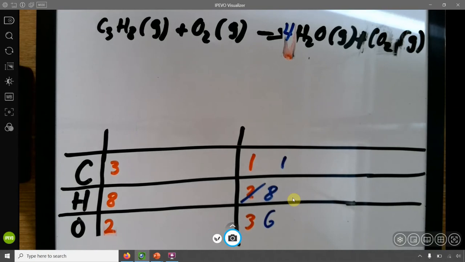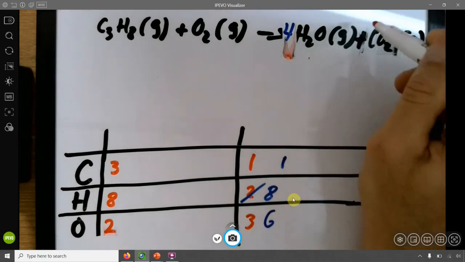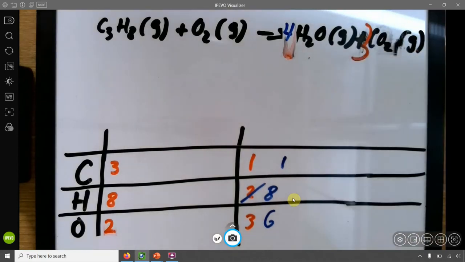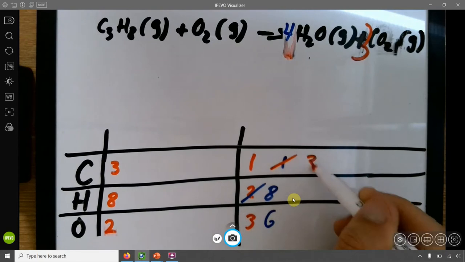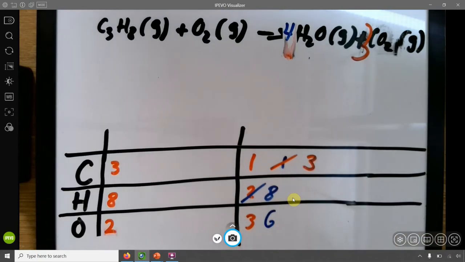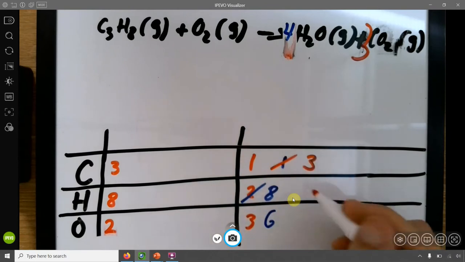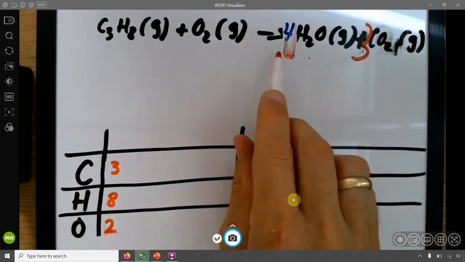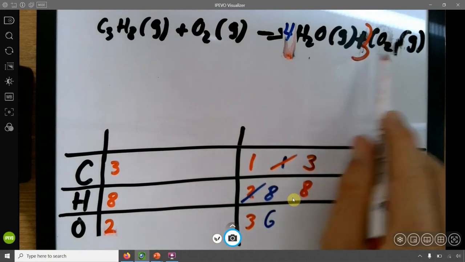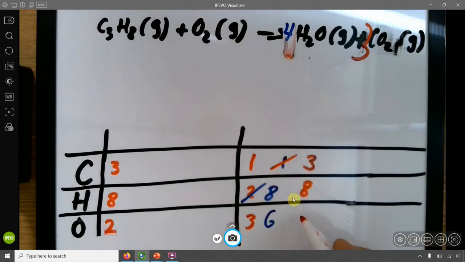So I could just put a 3 in front of the carbon dioxide here, and so now I will have 3 carbons and 3 carbons here. That's cool. I did not mess around with my hydrogens, as you notice, so I still have 8 hydrogens, so that's cool too, so they're balanced. But now I have, let's see, 6 oxygens and 4 oxygens, that's together 10, and I only have 2 on the left side.